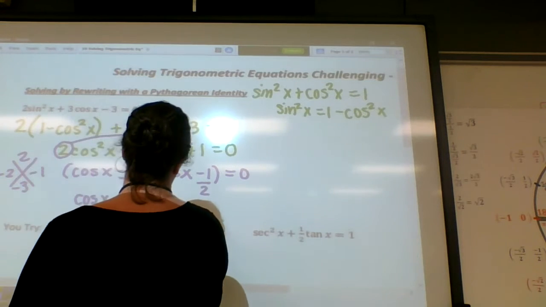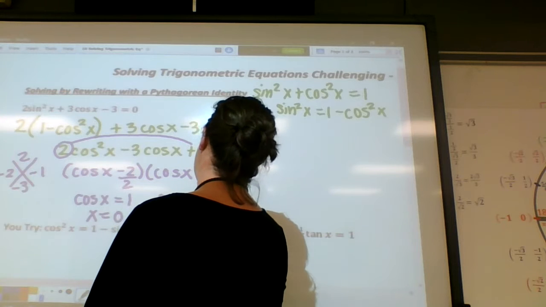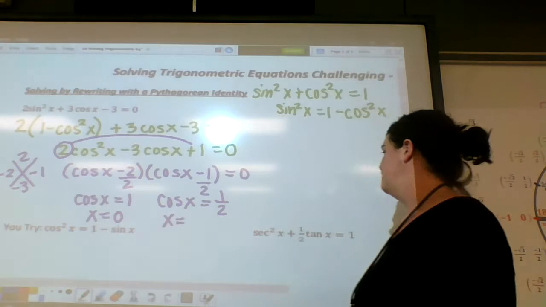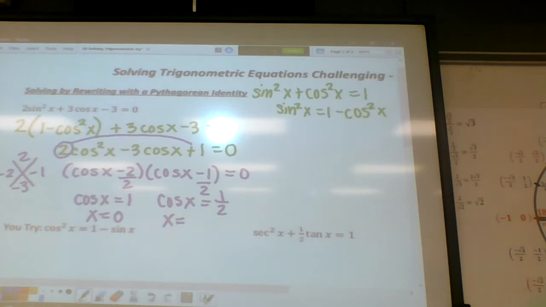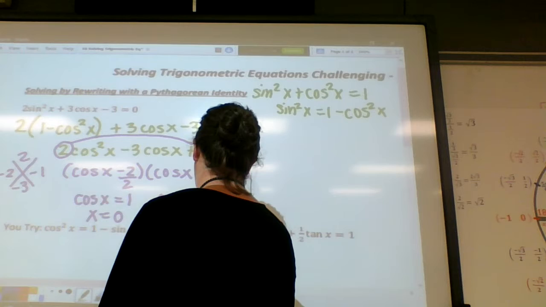And then the next one is cosine of x minus 1/2 equals 0. So where does it equal a positive 1/2? Where does that happen at? Pi over 3 and 5 pi over 3. So pi over 3 and 5 pi over 3.